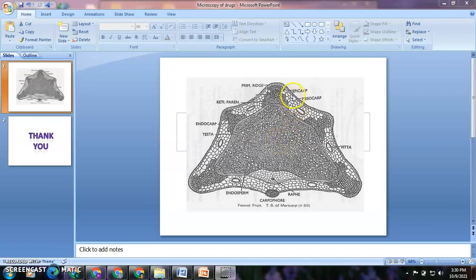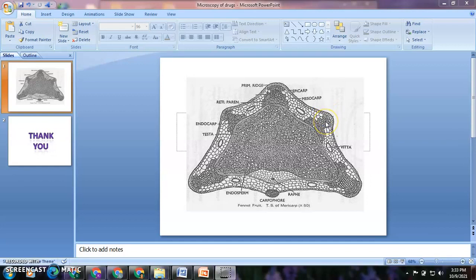So let us start with pericarp. In pericarp, the first layer is epicarp, which consists of quadrangular or polygonal cells, and is covered with a smooth cuticle. The cuticle is nothing but a thin membranous structure which covers this epicarp layer. Then the mesocarp layer consists of these 5 vascular bundles, which are present below each primary ridge.